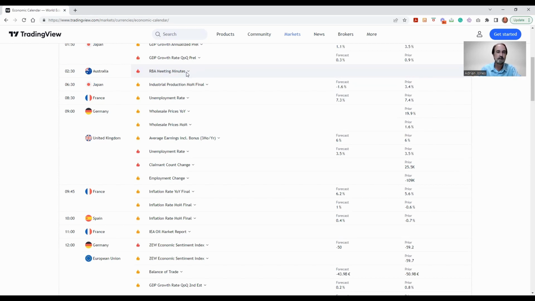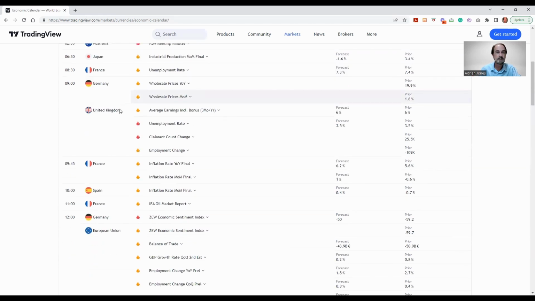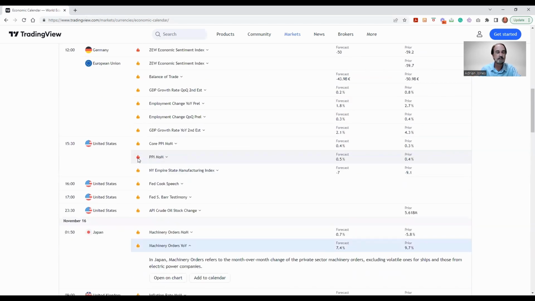So one in Australia, the RBA meeting minutes coming out on the 15th of November, for example, that could affect the Australian dollar, of course, and all the pairs related to that. The United Kingdom, same, that could affect the pound. So these are the key dates that we're looking at and times. These are pre-scheduled, so we know they're coming up.